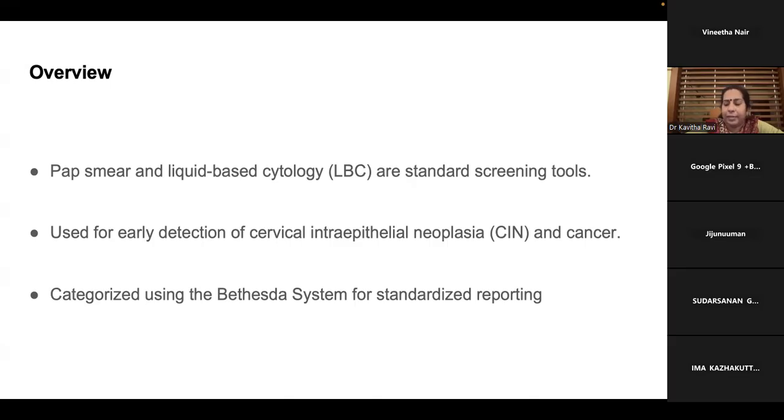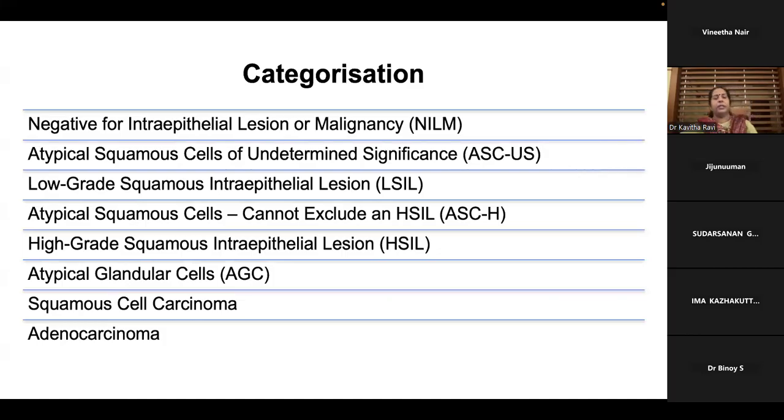And the categorization system we use again is the Bethesda system. And these are the categories of cervical smear. You may get any of these reports when you see a pap smear report of your patient. You can see that negative for intraepithelial lesion or malignancy, actually, that is the commonest report we always give in cervix.